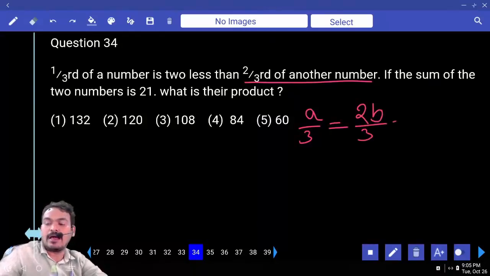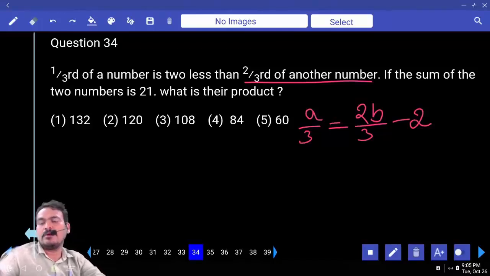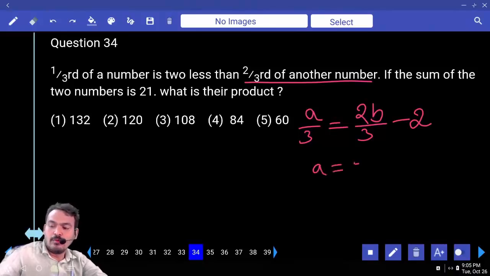Compared to this one, how much value less? 2 less or 2 more? 2 less. What is the LCM of the denominators? 3, or not? So we write A equal to 2B minus 6, or not? A equal to 2B minus 6.